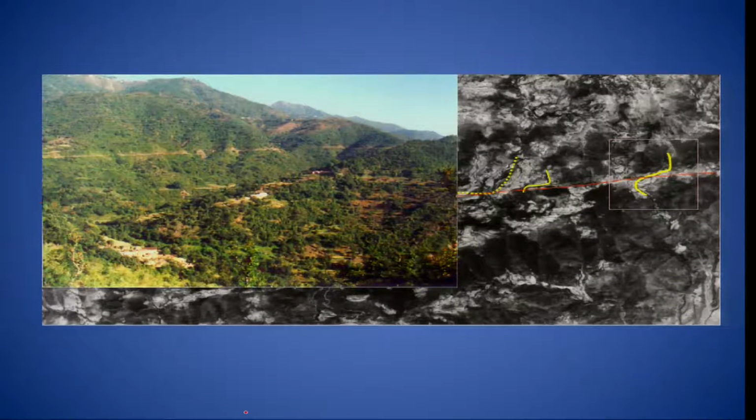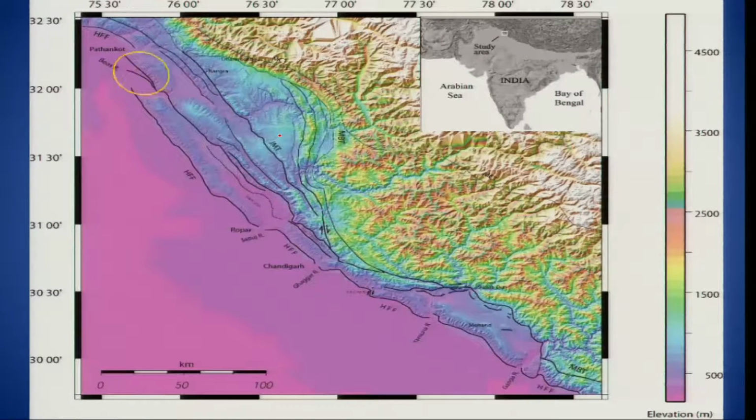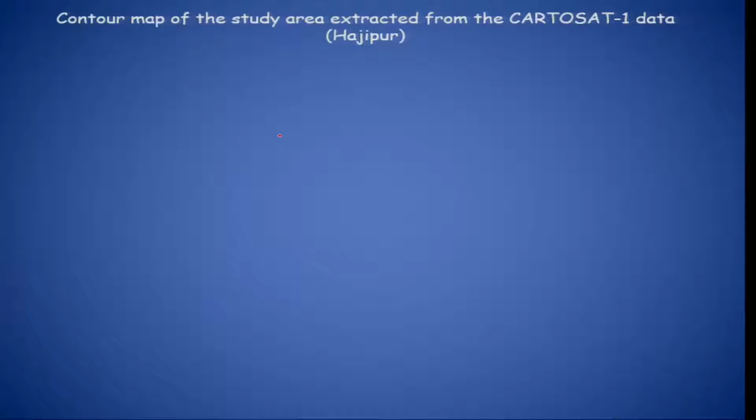This is an offset from the ground, the same photograph, looking from here. The offset was around 500 meters or so. Then coming to another very beautiful example, but very dangerous in terms of the lack of understanding of active faults. I have shown this fault scarp before also. We have named this the Hajipur fault.